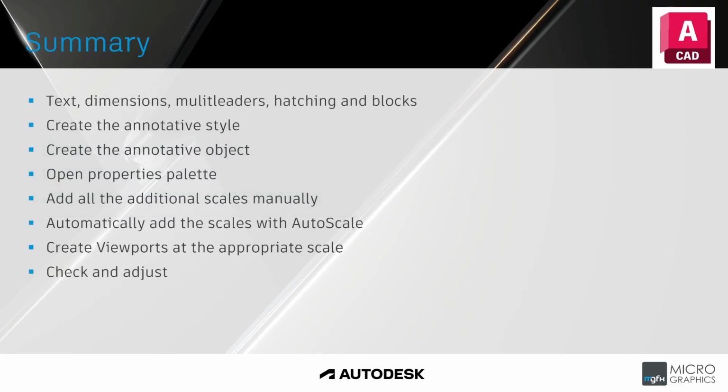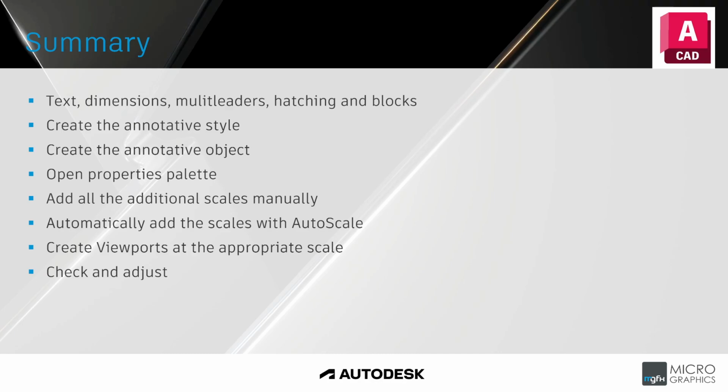So in summary, what can we use annotation scaling for? Text, dimensions, multi-leaders, hatching, and blocks. Okay. And how do we do that? So we create the annotative style, we create the annotative object, and then one way is to open the properties palette to add the additional scales manually, or we can automatically add the scales with auto scale.